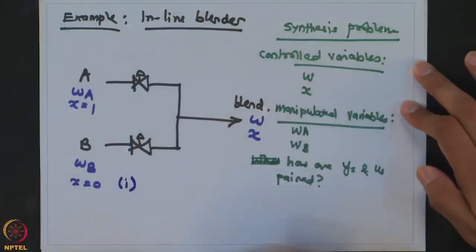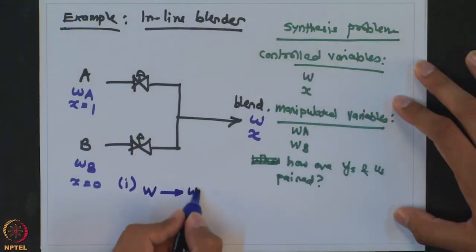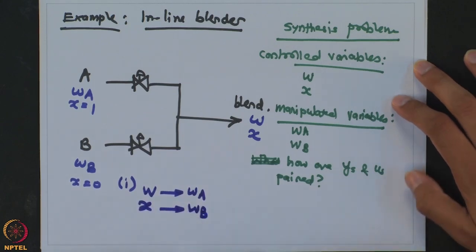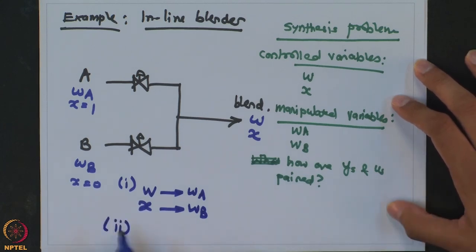So hopefully you have tried to figure out the answer to the question which I had asked earlier. If this is the system, primarily there are two simple options to achieve this control. One is you can control W using WA and you can control X using WB. That is one option. Similarly, another option is that you can control W using WB and X using WA.